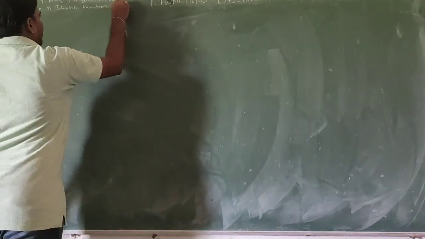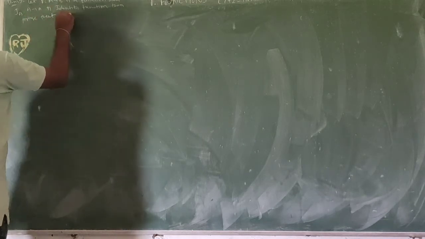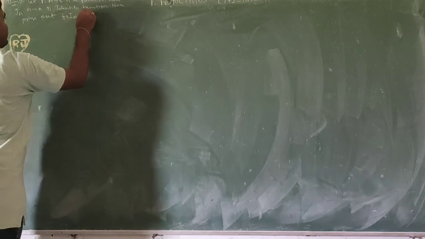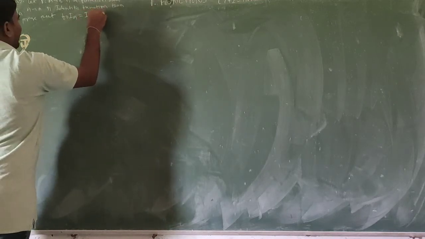Then prove that f circle IA equal to IA circle f equal to f.